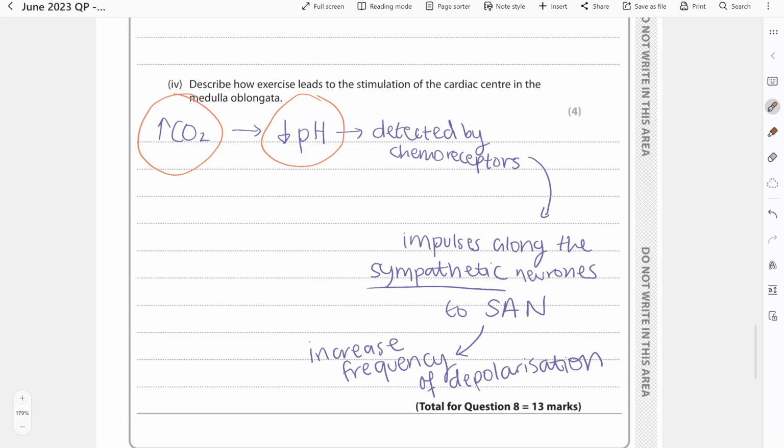Now, we have chemoreceptors that are in our aorta. We call them aortic chemoreceptors. We also have our carotid chemoreceptors as well. So that decrease in pH is detected by them. And afterwards, impulses along the sympathetic neurons would release noradrenaline as a neurotransmitter to the sinoatrial node. Again, this is the pacemaker of the heart. And then that would increase the frequency of depolarization that occurs.